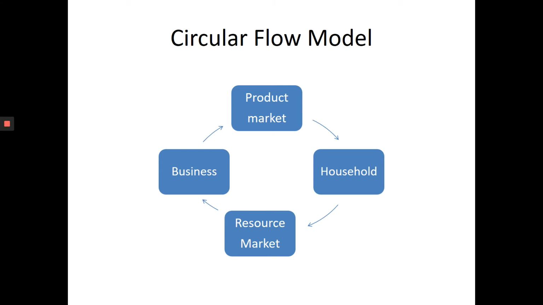The circular flow model shows the possible interaction between two major economic sectors, such as the business and household, through two major markets, such as the product market and the resource market. The household consumers are buyers in the product market, but they are the sellers in the resource market, possibly selling their resources, such as labor, capital, land, etc.